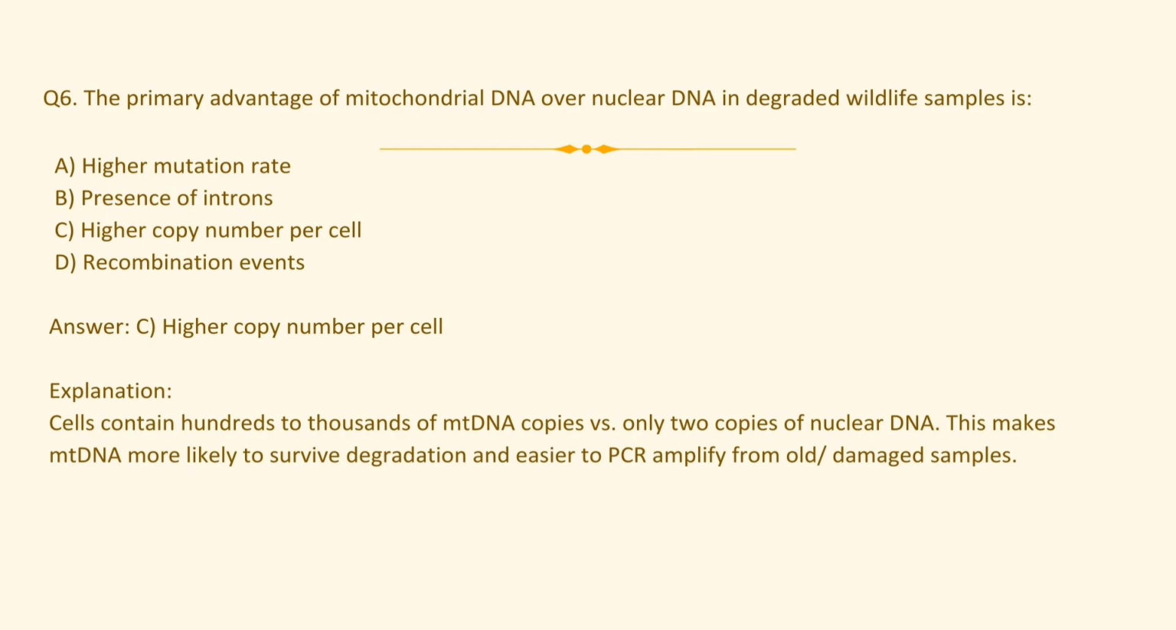Sixth, the primary advantage of mitochondrial DNA over nuclear DNA in degraded wildlife samples is? Answer, higher copy number per cell. Now, each cell contains many copies of mitochondrial DNA but only 2 copies of nuclear DNA. Because of this, mitochondrial DNA is more likely to remain detectable and also it can be amplified even from damaged samples.